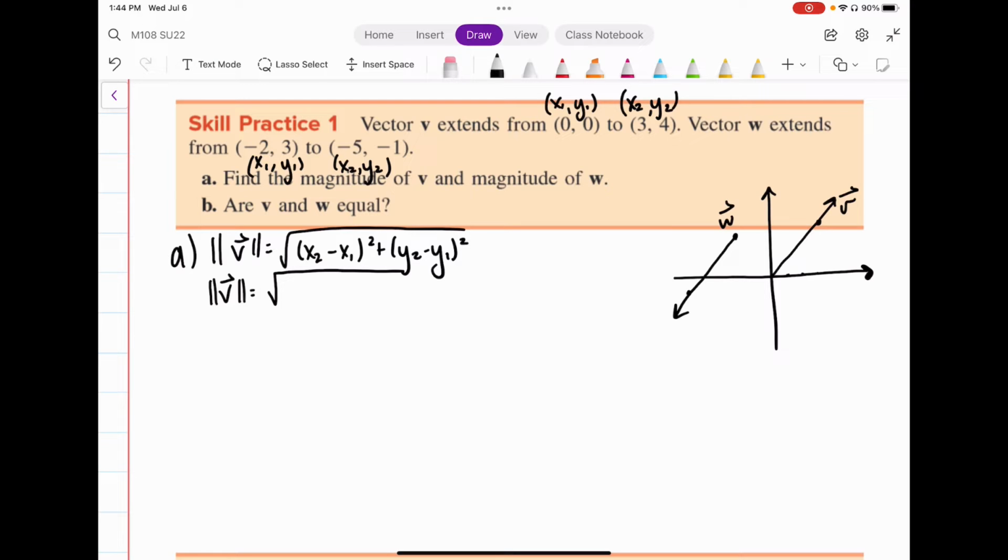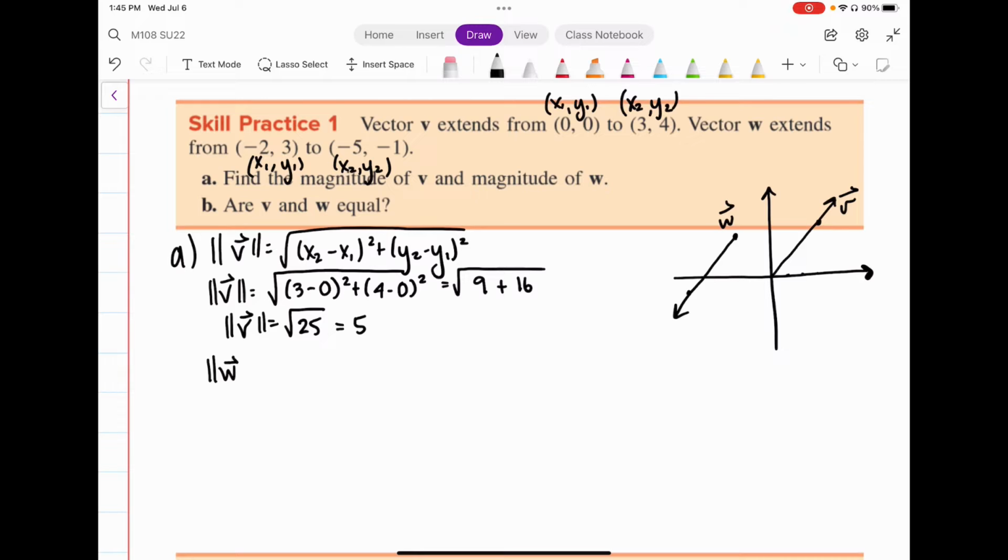The x2 is 3 minus x1 of 0 squared. Y2 is 4 minus y1 of 0 squared. 3 minus 0 is 3. 3 squared is 9. 4 minus 0 is 4. 4 squared is 16. The magnitude of v is then equal to the square root of 9 plus 16, which is 25, or 5.